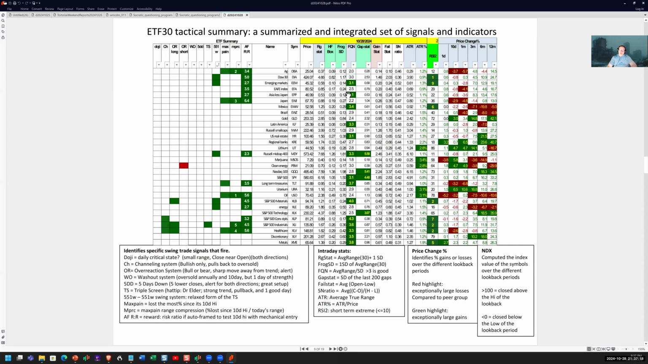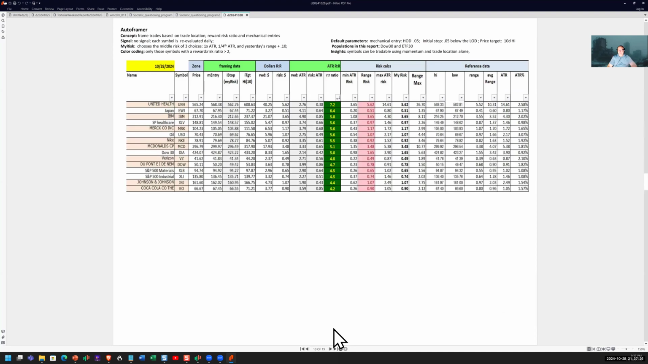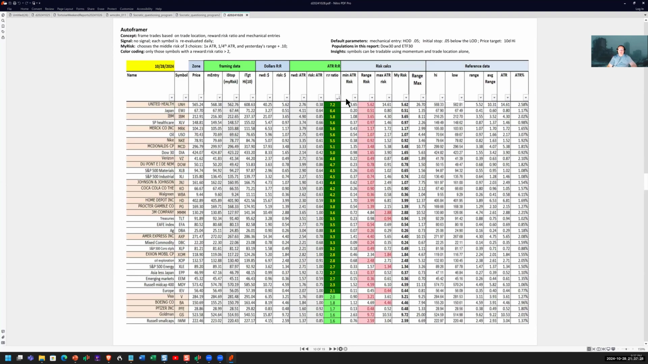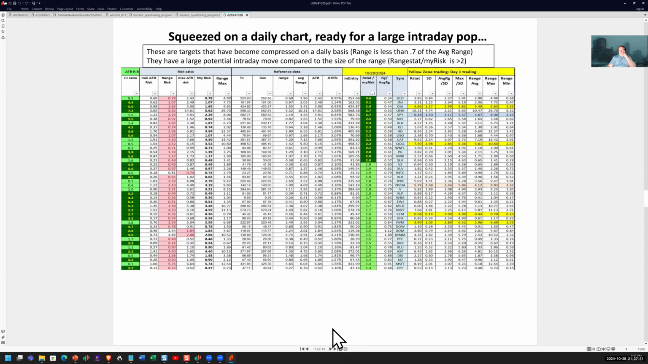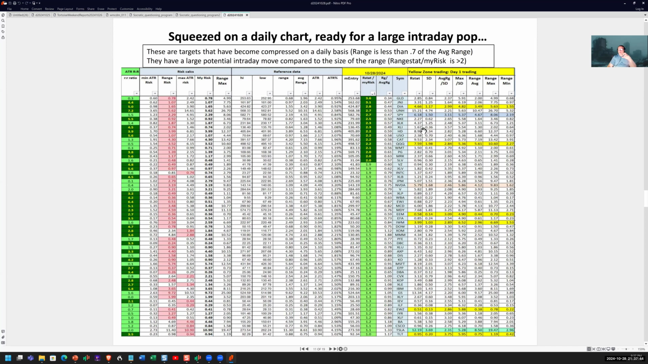The narrow ranges lead to typically very high frog quality numbers. Lots of good setups in the auto framers. And this is a market that is narrowing its volatility, waiting with bated breath to see who wins the election of the century. Look how many squeezes there are. S&P, DIA, XLK, the Qs, Walmart, everything is squeezed tight. So the intraday trading is pretty scarce.